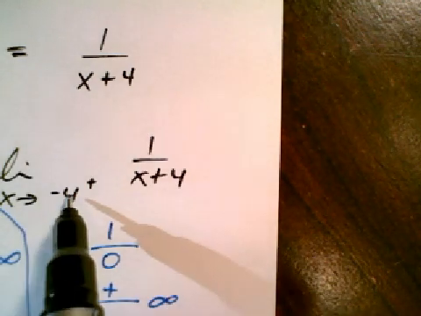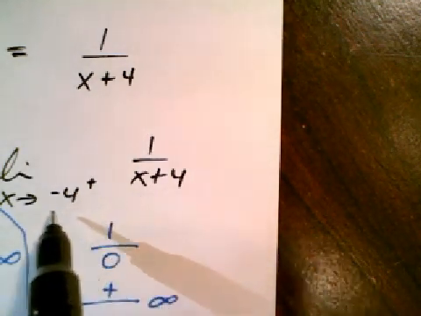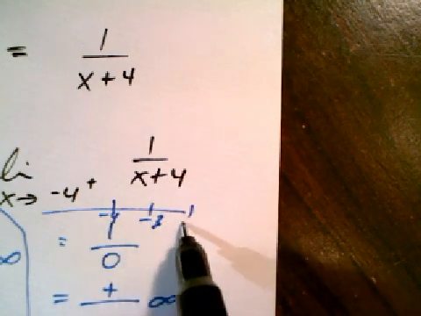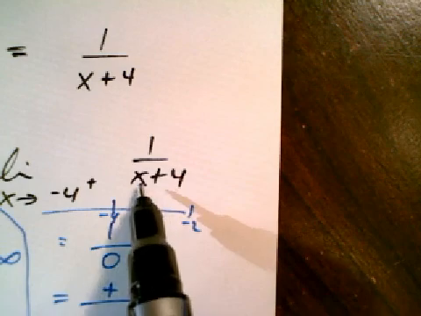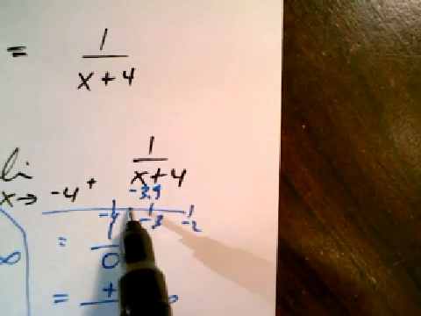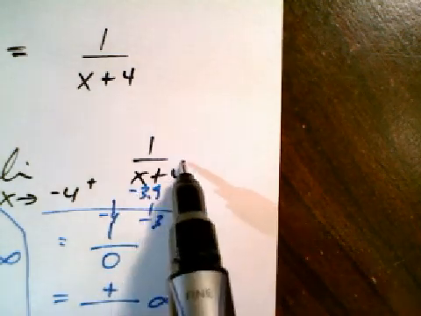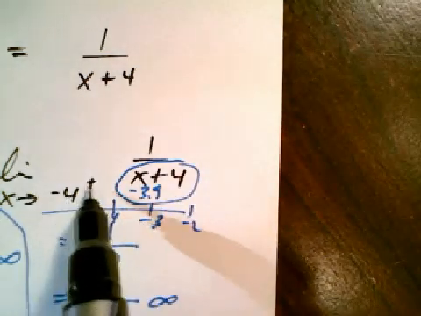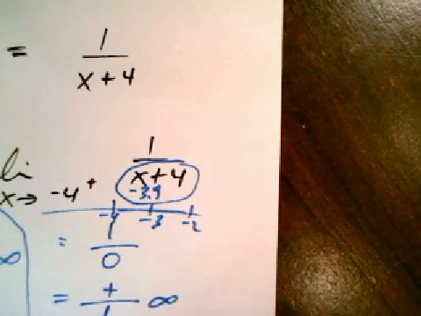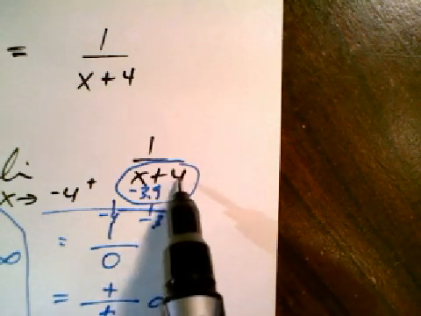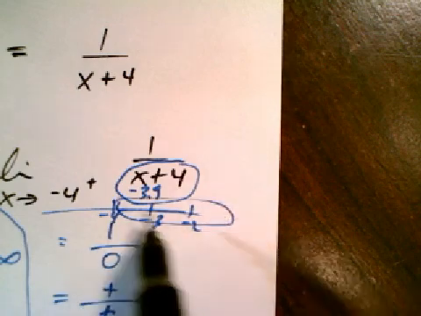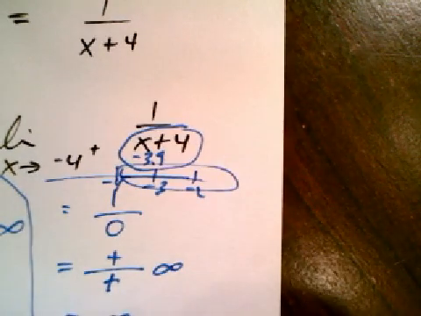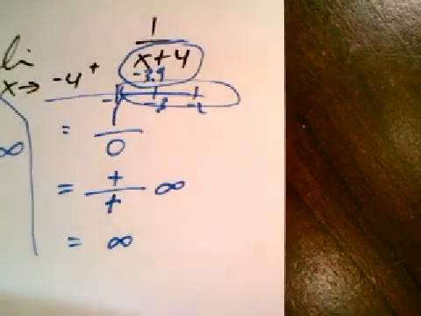Now, negative 4 from the right. Okay, negative 4 from the right, and I like to do a little number line. Negative 4 from the right: negative 3, negative 2, so negative 3.9, negative 3.99. No matter what I replace x with, as long as it's approaching negative 4 from the right, it is going to give me a positive number. Okay, when you add 4 to any of these numbers, you're going to get a positive number. So therefore, the limit is positive infinity. And that's it.